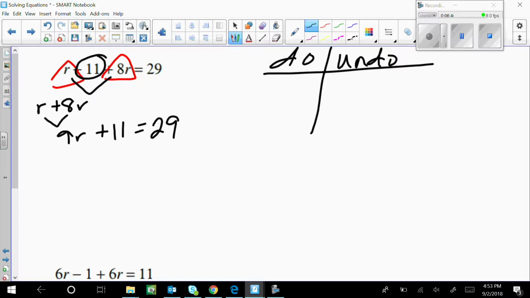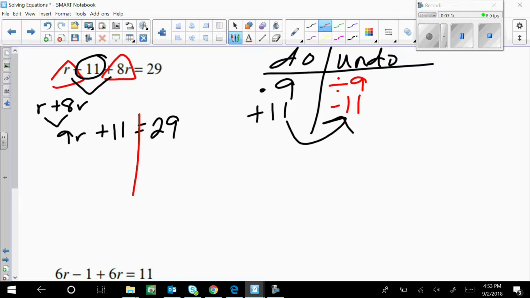What's the first thing being done? There's no grouping symbols, there's no exponents, but there is multiplication, 9r. So I'm multiplying by 9, adding 11. When I go to undo, the inverse operation of plus 11 is minus 11. The inverse operation of times 9 is divide by 9.